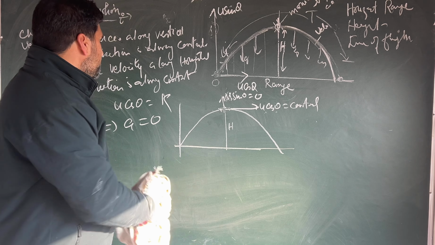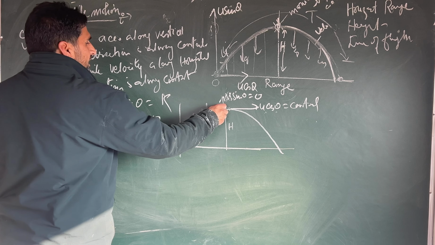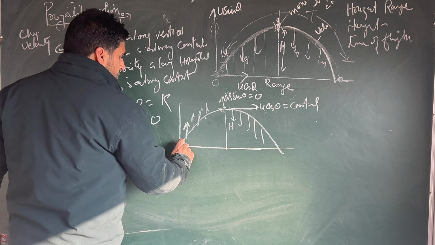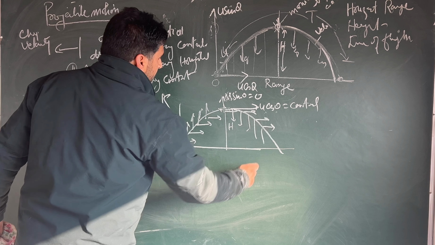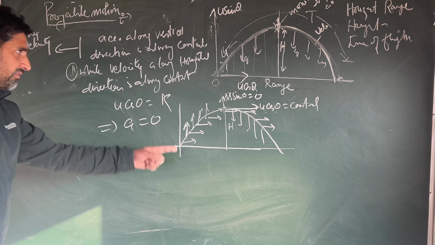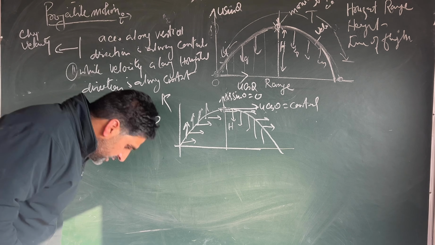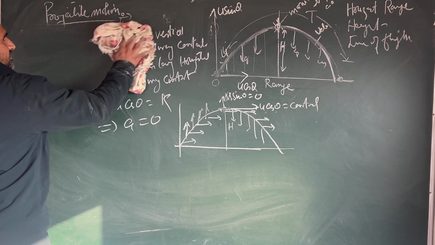And at this very point, your u sin theta is decreasing, decreasing, and becomes 0. And then u sin theta again increases. But u cos theta remains constant all over the motion. So u cos theta is the horizontal component of velocity, and u sin theta is the vertical component of velocity. U sin theta varies vertically, whereas u cos theta remains constant horizontally.